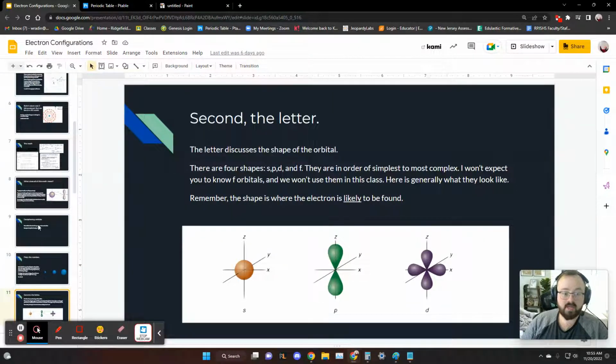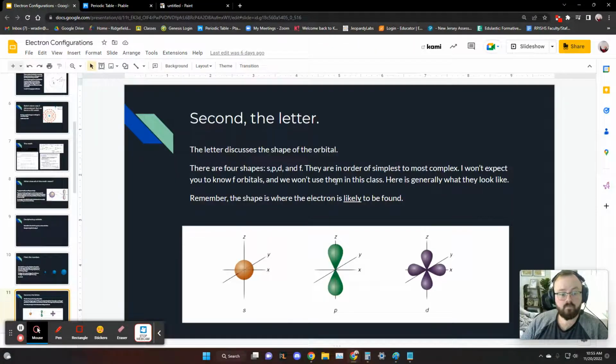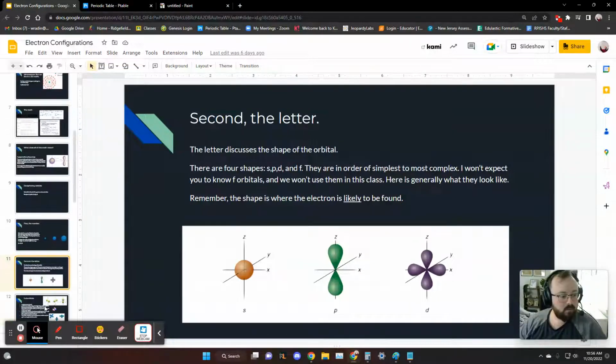Long story short, the letter is kind of like the shape. There are four shapes: S, P, D, and F, simplest to most complex. Generally, simplest to most complex also means energy lowest to highest. If we go here, 3s, 3p, 3d: the 3s is a lot lower energy than the 3p, and the 3p is lower energy than 3d. That just goes to the shapes. The d orbitals look like double clovers or double peanut. P for peanut, S for sphere. Makes it nice and easy.